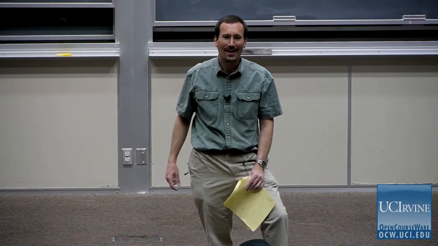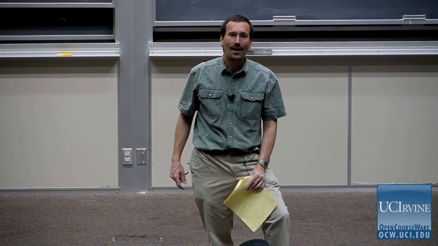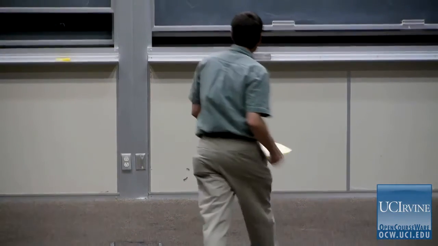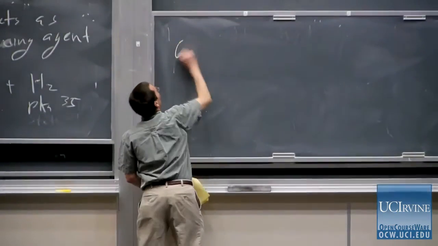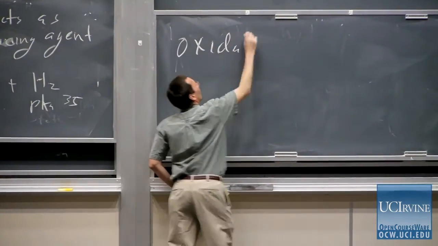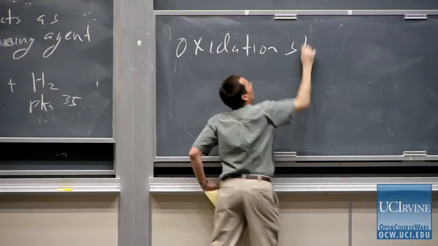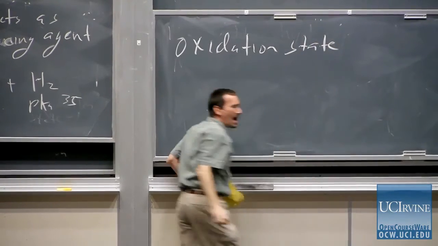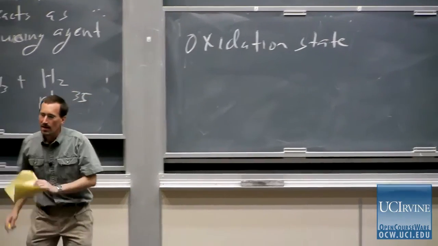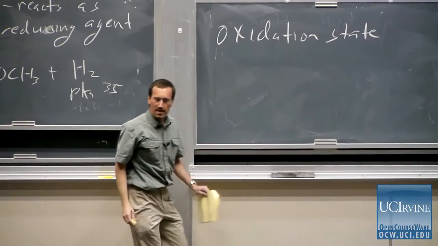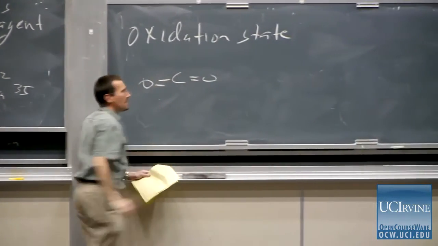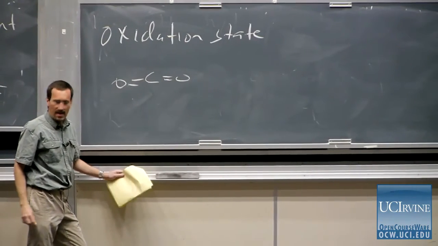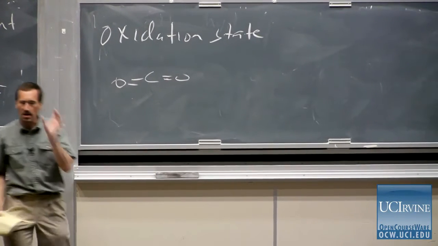Those are real quick. How do you find oxidation state numbers? Okay, great question. All right, oxidation state. Let's take two examples here. We'll start with extreme examples: carbon dioxide and methane. Start with carbon dioxide.